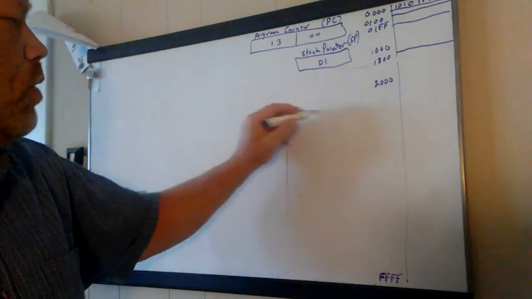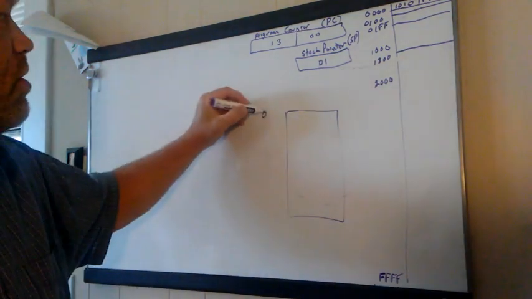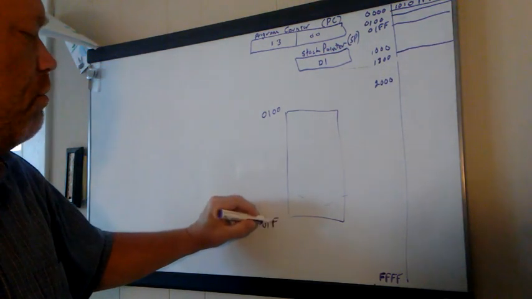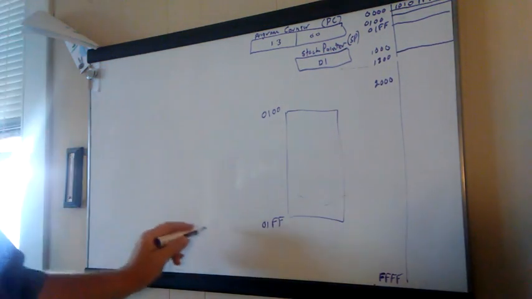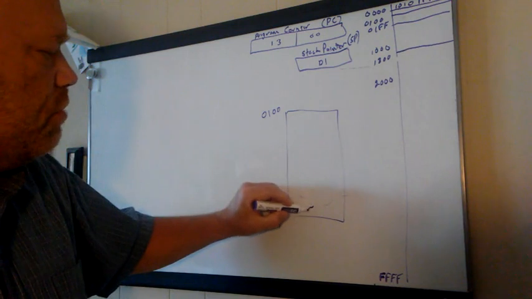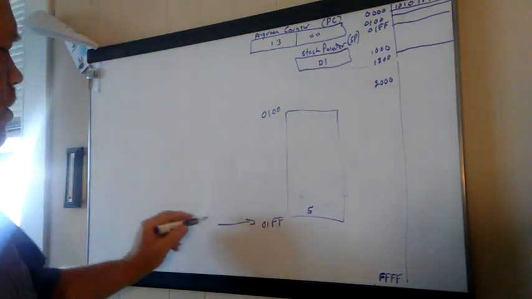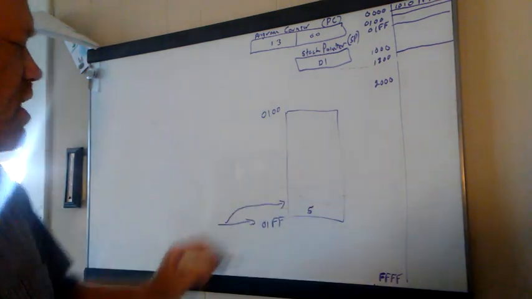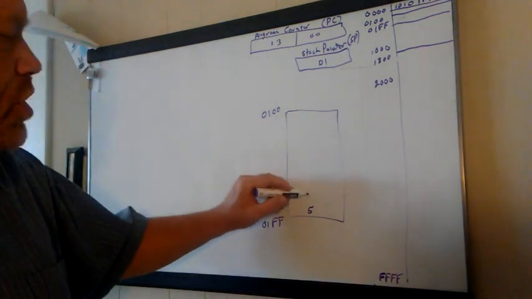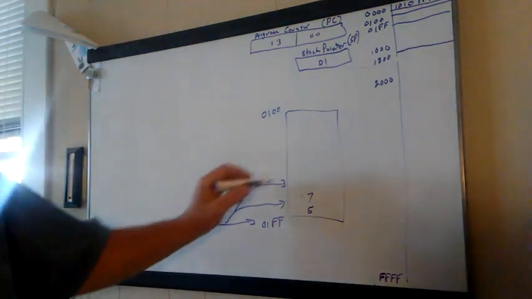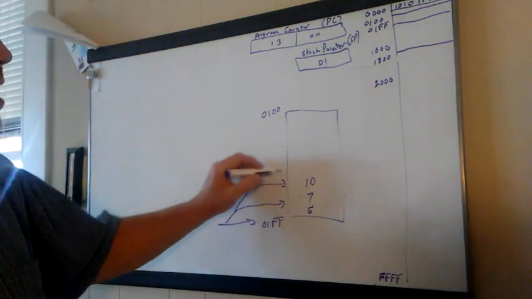Say you're, let me blow up the stack here. We've got 0100 down to 01FF. Okay. If you push a value in, let's say you push in the value 5, and the stack pointer was pointing right here, well then the stack pointer moves up to the next spot. And then let's say you push in the value 7, the stack pointer moves up to the next spot. You push in the value 10, it moves up to the next spot.